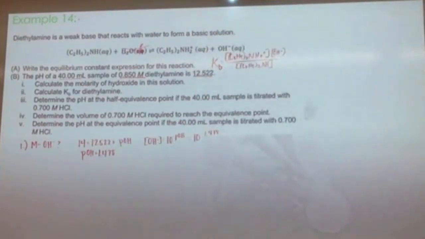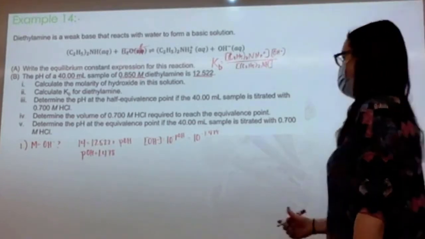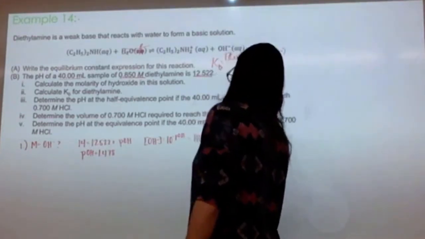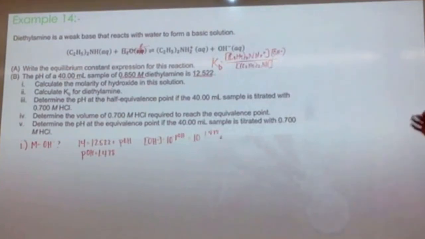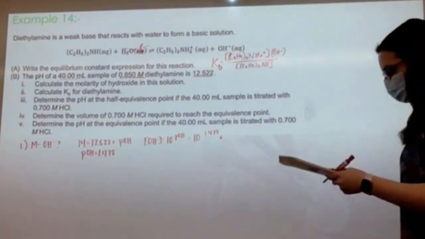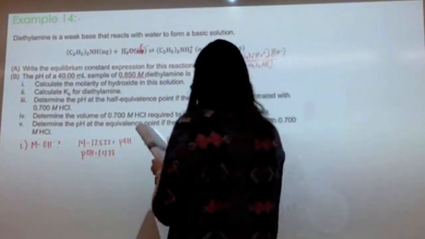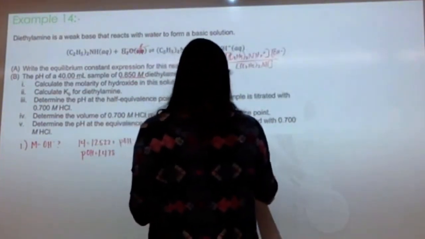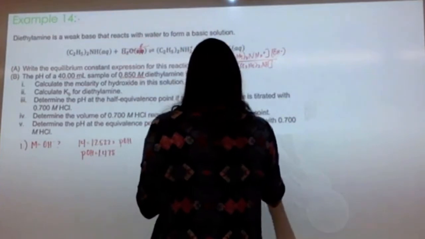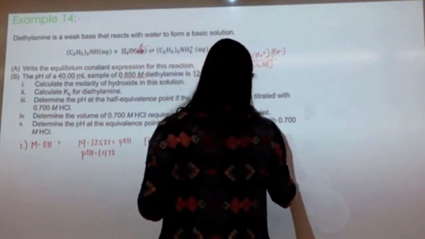This is actually a very good scaffolded question, a very common free response type of question. You start from the basics and then you're working up. So 10 to the negative 1.478. I got 3.32 times 10 to the negative second molar.